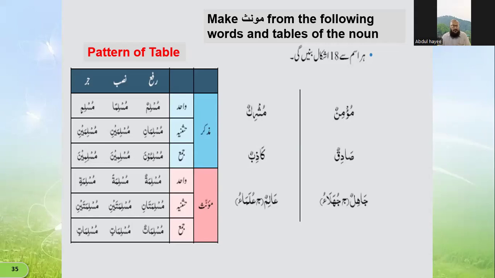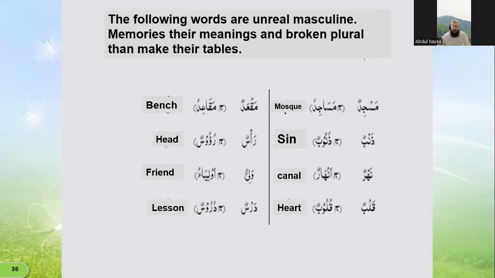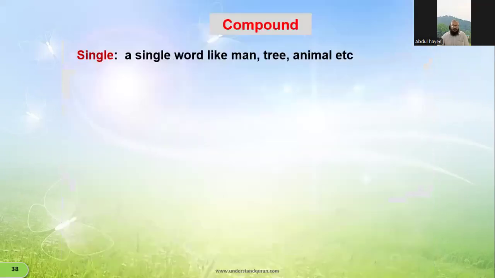Plural: kazibatun, kazibatin. Same way, you can say sadiq. Sadiqun, sadiqan, sadiqin. Tasniya: sadiqani, sadiqayni. Jama: sadiquna, sadiqina. Feminine: sadiqatun, sadiqatan, sadiqatin. Tasniya: sadiqatani, sadiqatayni. Plural: sadiqatun, sadiqatin. So in this way, you can do this drill. You have got a lot of words. So let's go for the next topic.